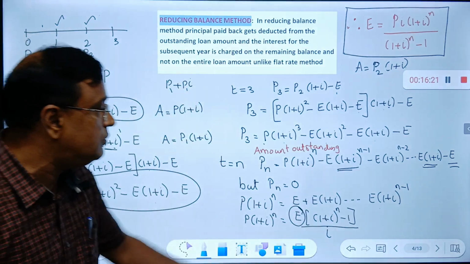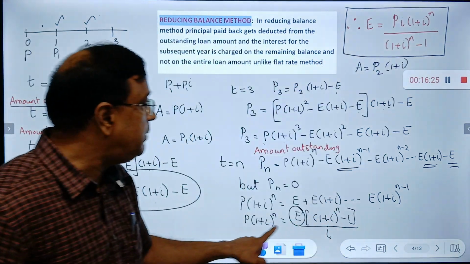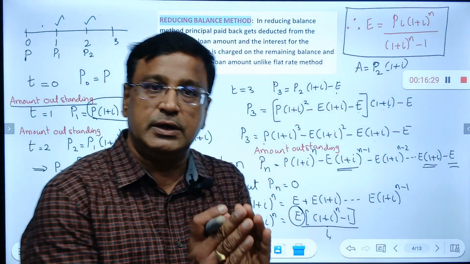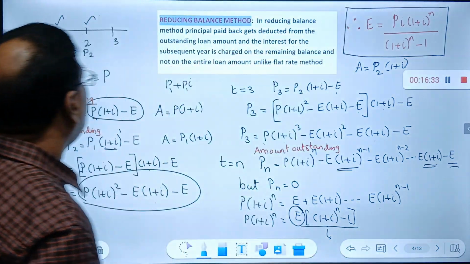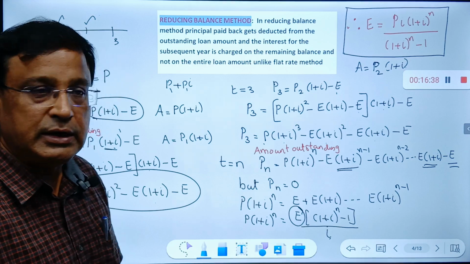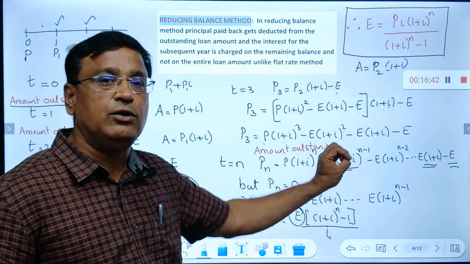So what is E equal to? Cross multiply: E = Pi(1+i)^n / ((1+i)^n - 1). The formula is very simple, and don't forget this formula. You can always forget the derivation. Derivation is not important, but to make you understand the formula, I have done the derivation. If you don't like the derivation, kindly ignore.